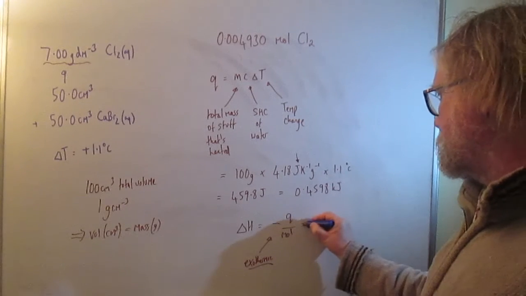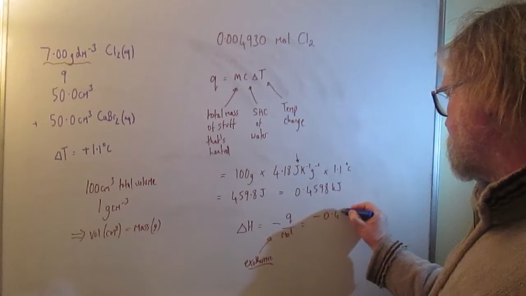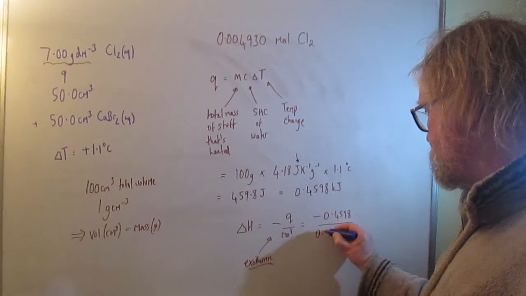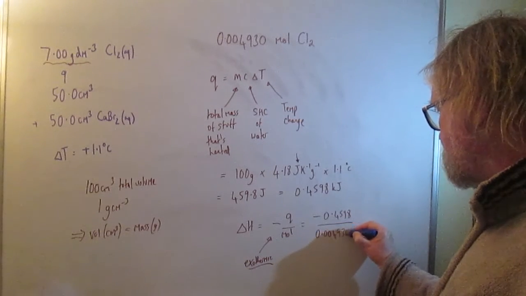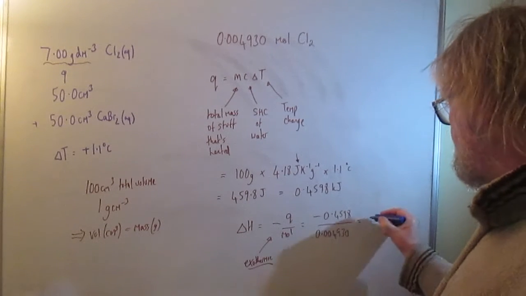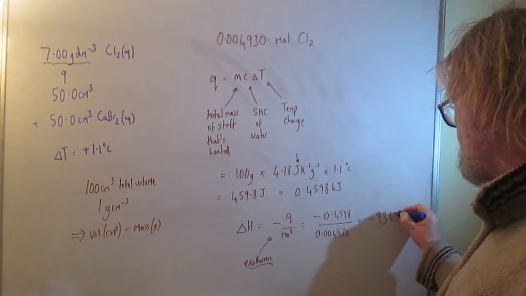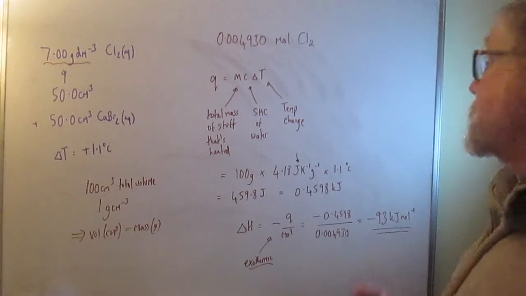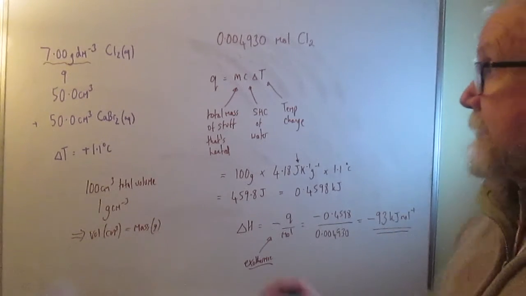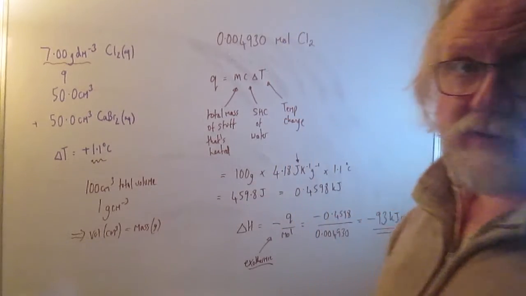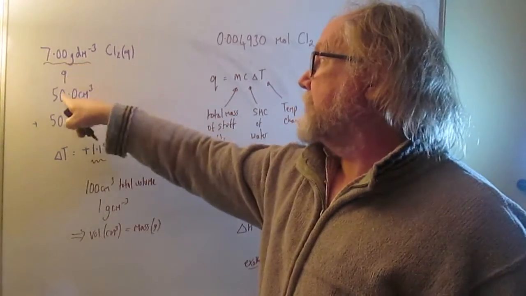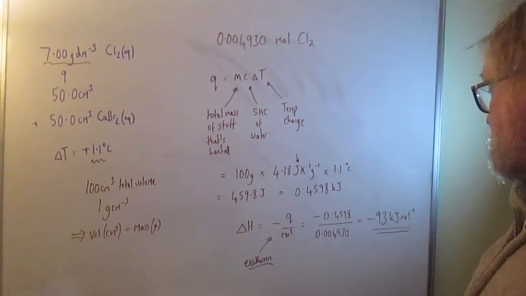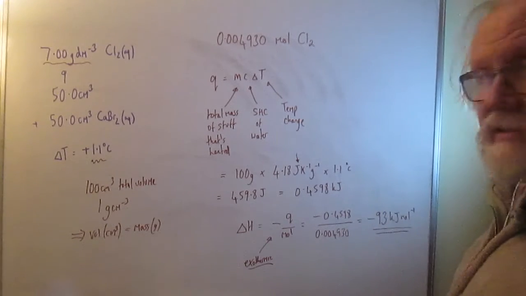So it's minus Q over moles, which is minus 0.4598, divided by the number of moles that we worked out earlier, which was 0.004930. And that works out as minus 93 kilojoules per mole. And I've limited that to two significant figures because the temperature rise was only two figures. So although we knew these numbers more accurately, these were known to three figures, the temperature rise was only two, and therefore we need to limit the answer to two significant figures. And so that's the answer.